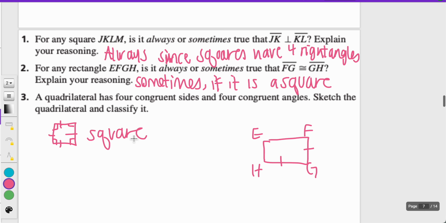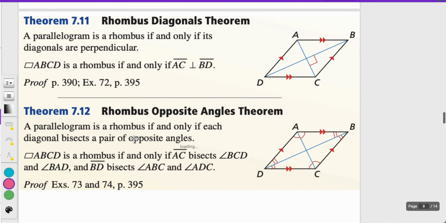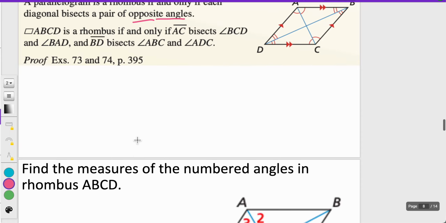Okay. Up next, we're going to look at 2 new theorems. The rhombus diagonals theorem states that a parallelogram is a rhombus if and only if its diagonals are perpendicular. So we're seeing that perpendicular relationship right here in the rhombus. And the rhombus opposite angles theorem just states a parallelogram is a rhombus if and only if each diagonal bisects a pair of opposite angles. So we're going to look at a few of those examples here.